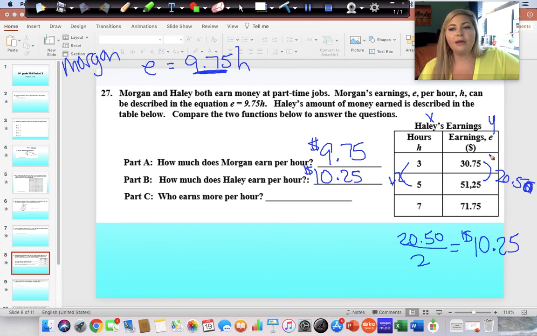So you just find the amount of change in your y's and your amount of change in your x's, and then you just divide your y's by your x's. That's all you do. Who earns more per hour? Well, Morgan earns $9.75. Haley earns $10.25. So Haley earns more.